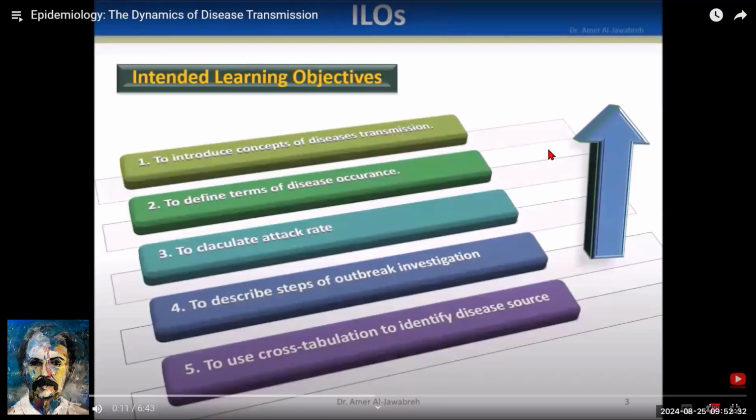By the end of this lecture, this chapter, in other words, you should be able to understand the following. First, concepts of disease transmission. We have concepts, we call them technical concepts, that you have to use when you talk about the transmission of disease. Plus also the definition of epidemiology itself. What is epidemiology and why do we study epidemiology? Then define terms like disease occurrence and epidemiology, as I said.